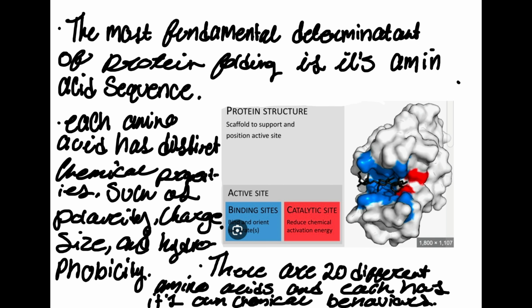The most fundamental determinant of protein folding is its amino acid sequence. Each amino acid has distinct chemical properties such as polarity, charge, size, and hydrophobicity. There are 20 different amino acids and each has its own chemical behaviors.